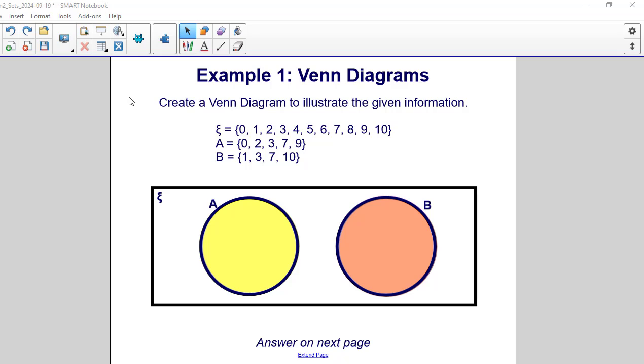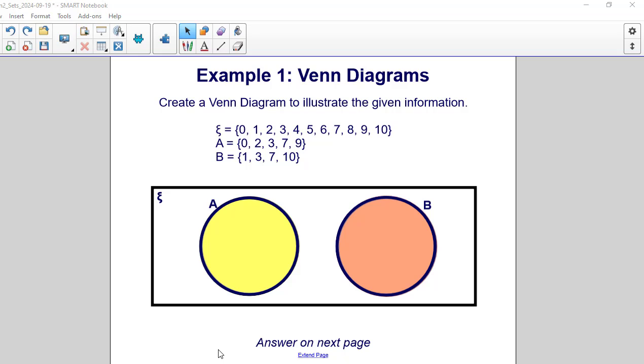Example 1, Venn diagrams. Create a Venn diagram to illustrate the given information. Our universal set is the elements 0, 1, 2, 3, 4, 5, 6, 7, 8, and 9. Set A is defined as 0, 2, 3, 7, and 9, and set B is defined as 1, 3, 7, and 10. I'm going to pause the video, take a minute, and see if you can put the proper elements into the proper set.